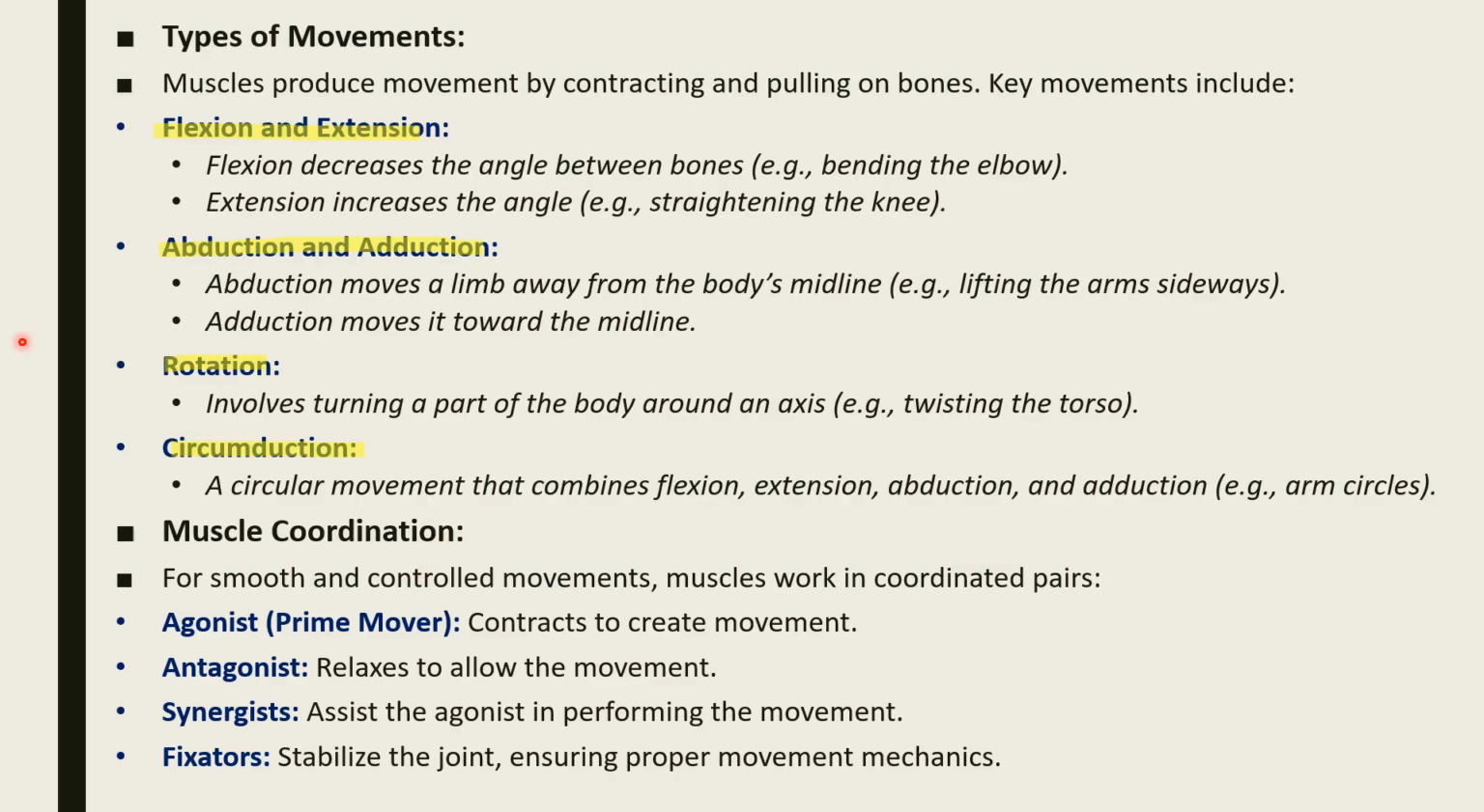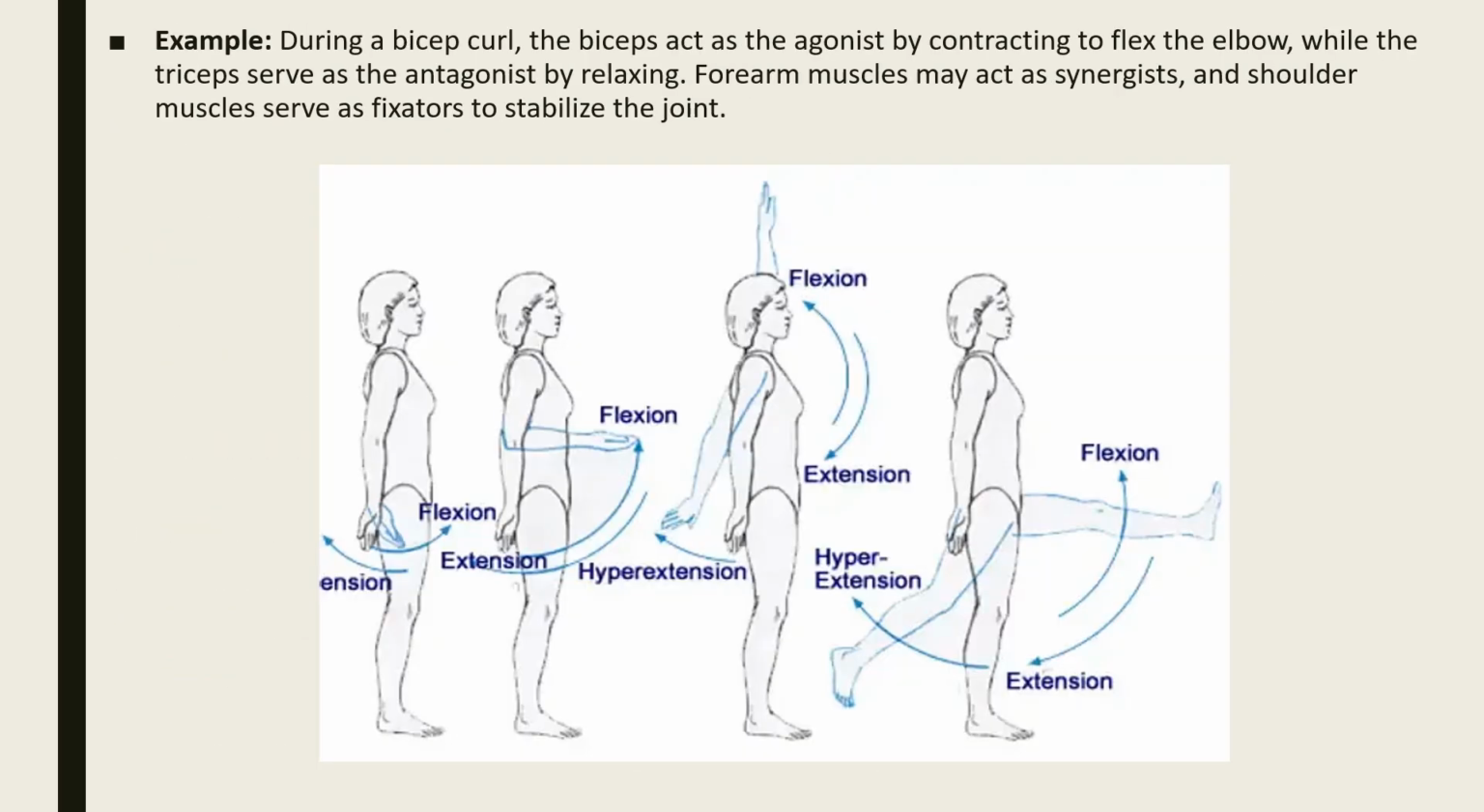For example, arm circles. Muscle coordination. For smooth muscle control, muscles work in coordinated groups: agonist, antagonist, synergist, and fixators. What are agonists? They contract to create movement, while antagonists relax to allow the movement, and synergists assist the agonist in performing the movement so they can increase the activity even more, and fixators stabilize the joints, ensuring proper movement mechanics.